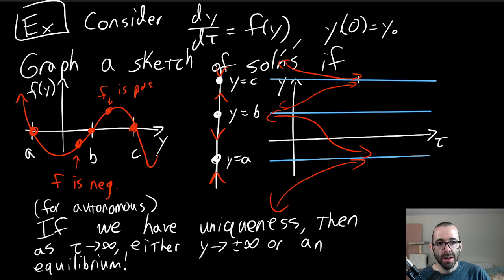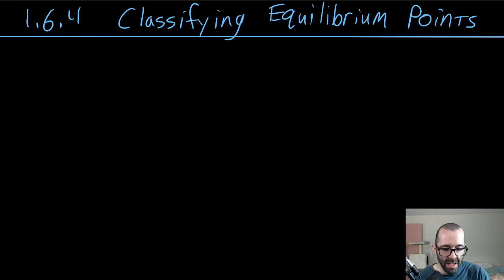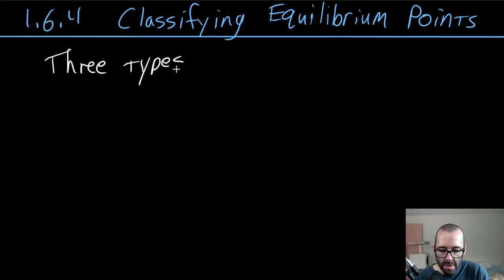We're going to have equilibrium that look like this blue one, where the functions are getting close to it. We're going to have equilibrium that look like this one, where the functions are moving away from it. And we're going to have a type that's neither. So these three types of equilibria are called sources.